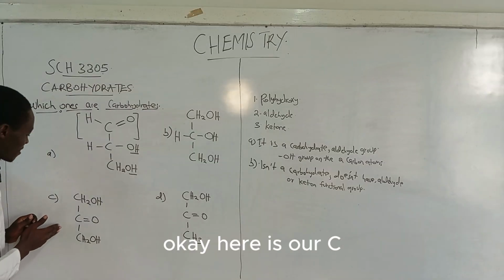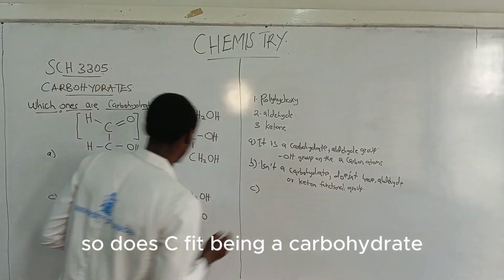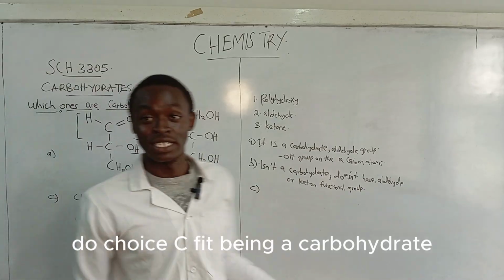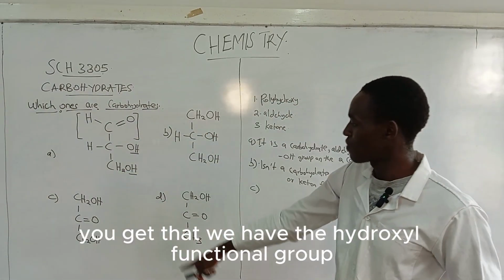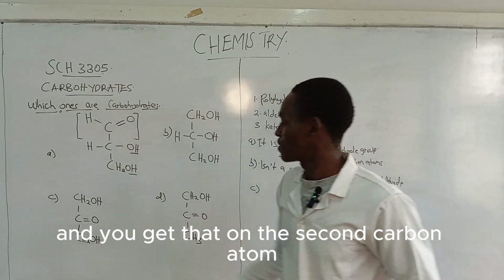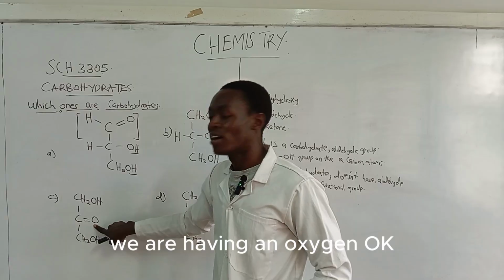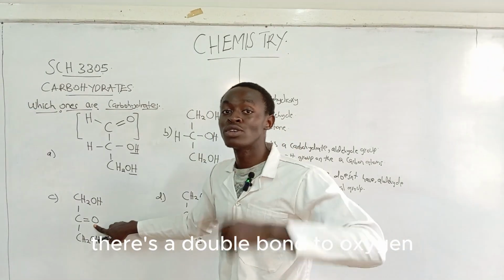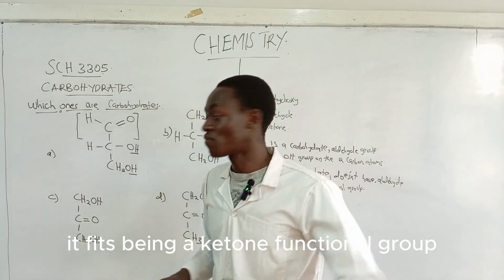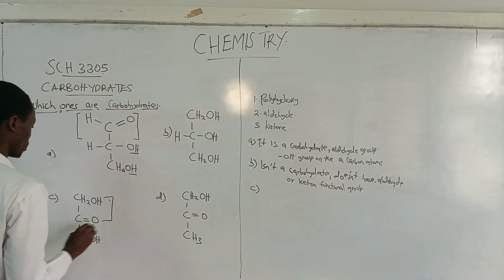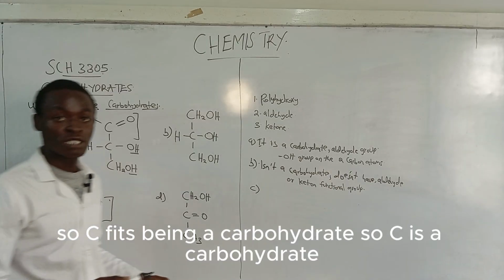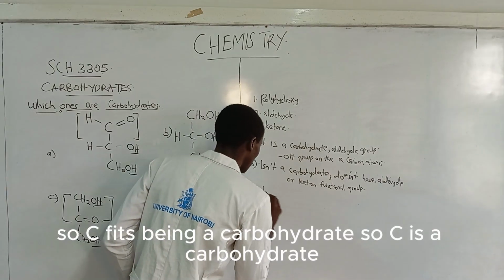So here is C. Does C fit being a carbohydrate? Choice C fits being a carbohydrate. When you check on that choice, you get that we have the hydroxyl functional group on two carbon atoms, this one and this one. And on the second carbon atom, there is a double bond to oxygen. This one is a ketone functional group. Those are the hydroxy here and the hydroxy there. So C fits being a carbohydrate. So C is a carbohydrate.